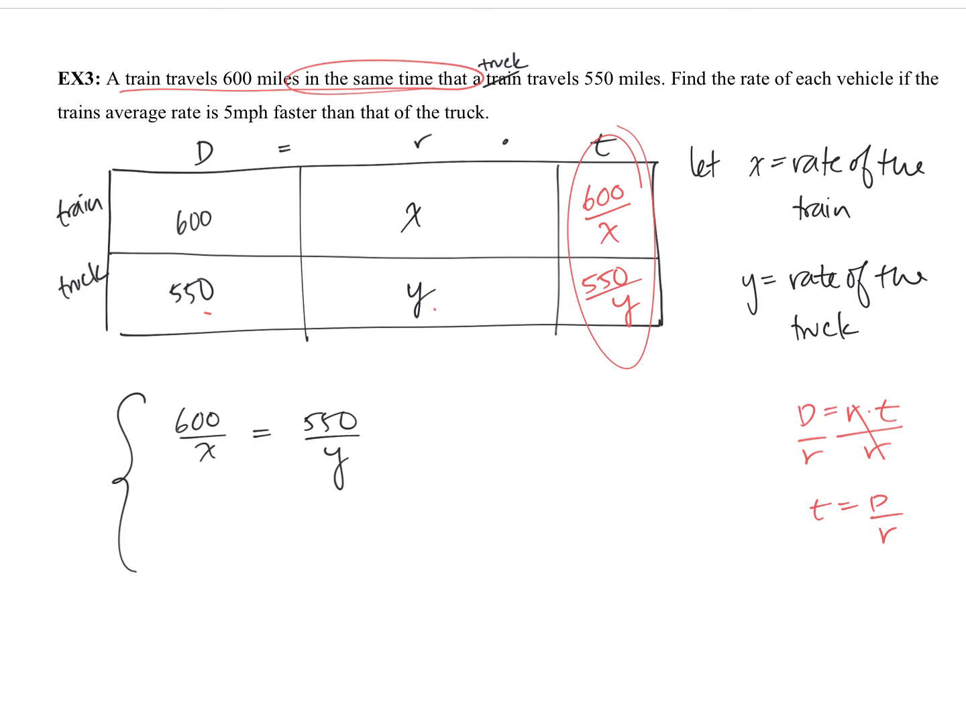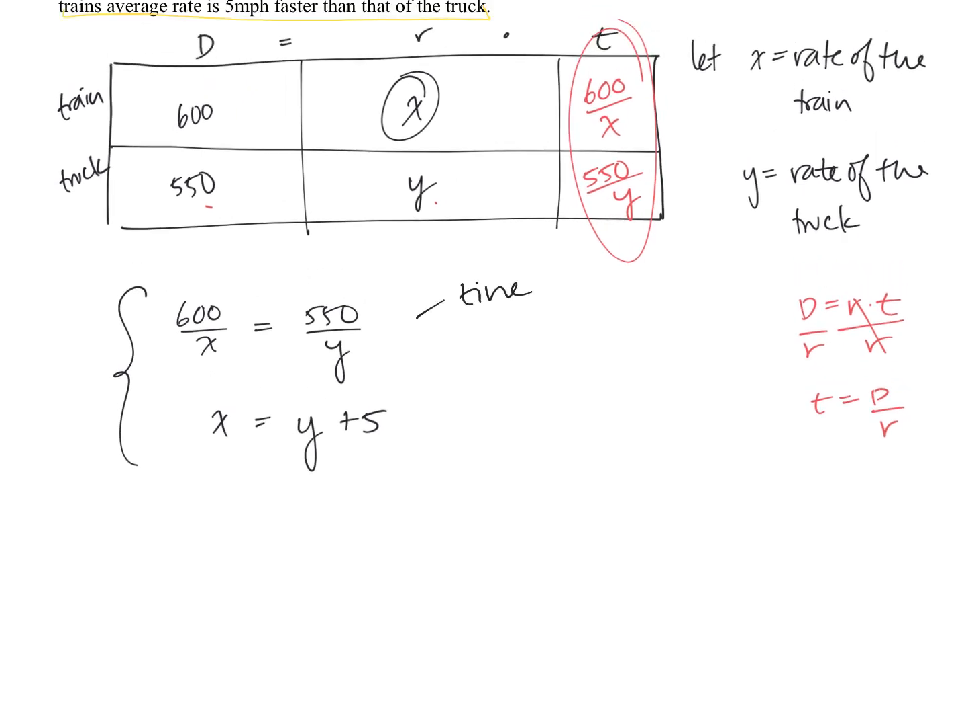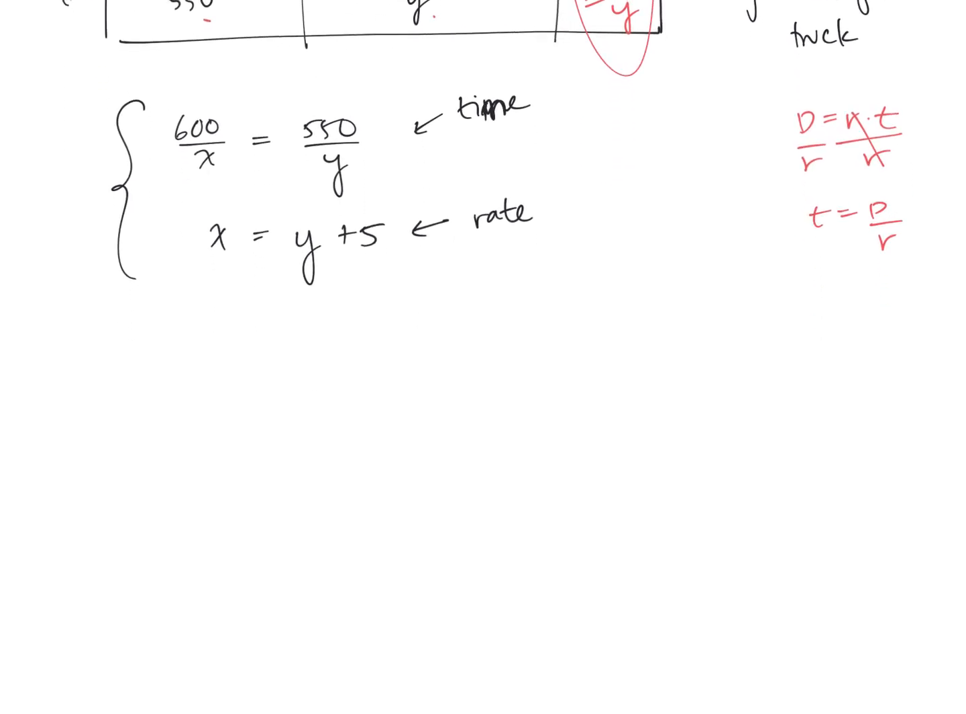Well, we know that the train's average is 5 miles per hour faster than that of the truck. So the train is faster than the truck, which means that the rate of the train, which remember we said was x, is 5 miles more than y, which is the rate of the truck. So 5 plus y. And there we have two equations. One was in terms of time, and the other one was in terms of the rate. So this is where it's easier to create the equations if you're looking at the time variables and then at the rate variables. So let's go ahead and solve.